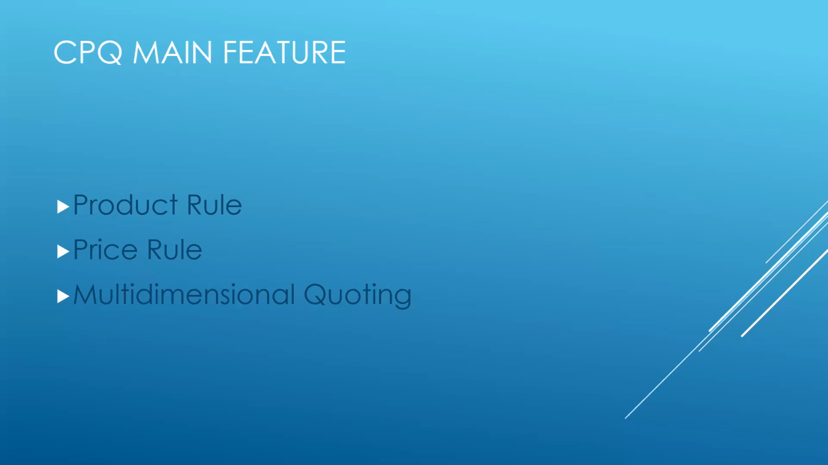For selection, if we have a subscription selected on the quote line, and we have a compulsion that support should also be there every time we select any subscription, then we can have a selection product rule, which will always select support over there.